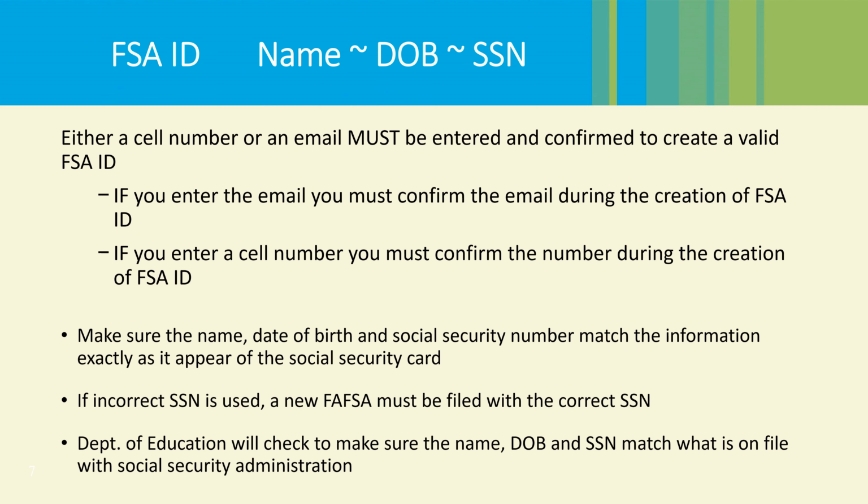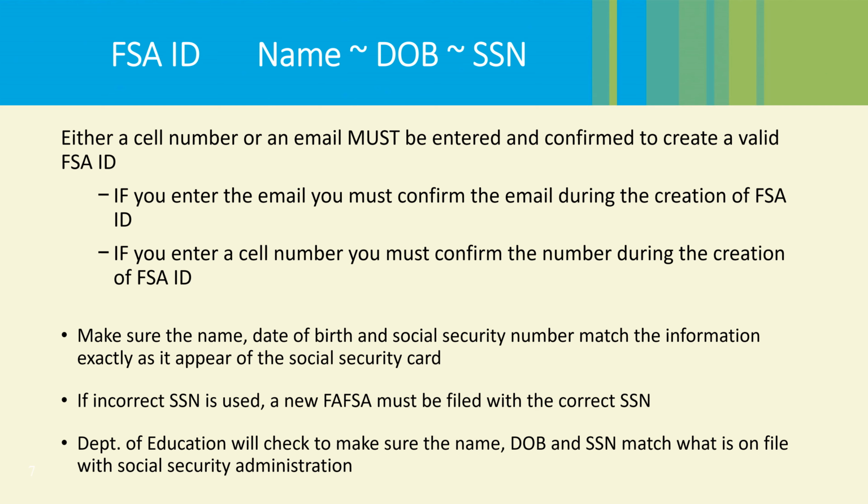Either a cell phone number or an email must be entered. If you enter an email, you must confirm that email during the creation of the FSA ID process. Same goes for the cell phone number. How you confirm that email or cell phone number is, when you put in that email address, the Department of Education will send you an email with a 6-digit confirmation code that you then have to enter in, and then your email or your cell phone number is confirmed.